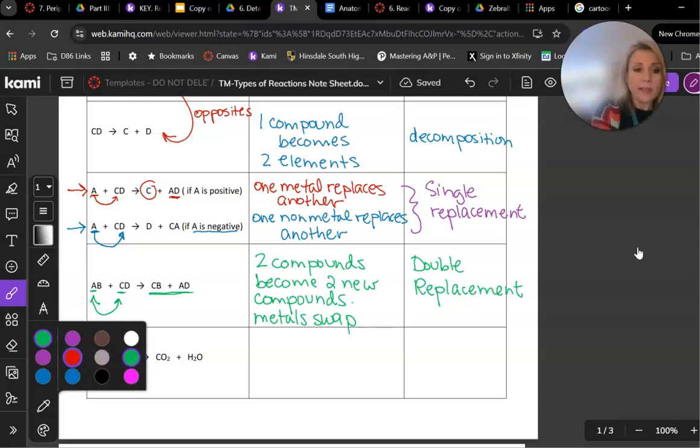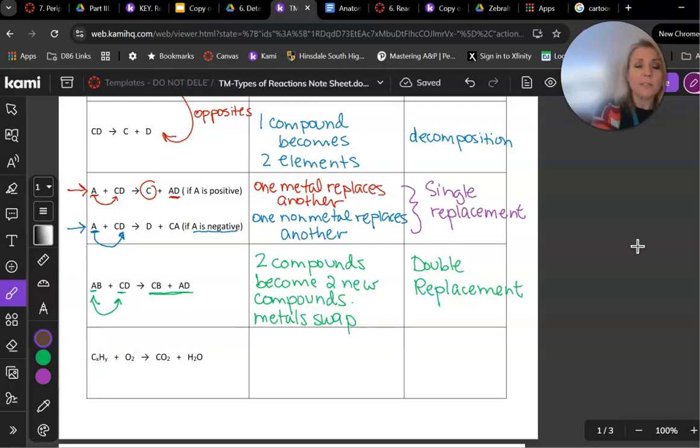Okay. And then in our very last equation that we have here, you're going to notice something different. We have C with the subscript of X and H with the subscript of Y. This is called a hydrocarbon. Because it's only made of hydrogen and carbon, hence the name, hydrocarbon. So it's made of only hydrogen and carbon. So if you see that, that's your first clue.